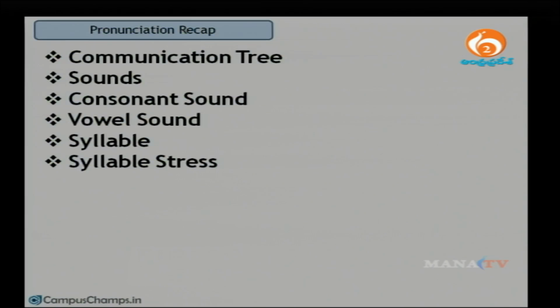So that's about the syllable and the syllable stress we learned today. Where to stress. Now, pronunciation recap. We understood what the communication tree is. We understood the sounds, the consonant sounds, the vowel sounds, syllable and syllable stress. What you need to do now is, on a daily basis, pick up a passage and read loud. Even if there are people around you, don't bother about it. Read loud, open your mouth wide, read clearly.